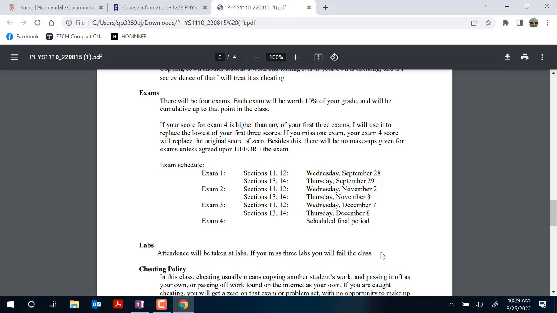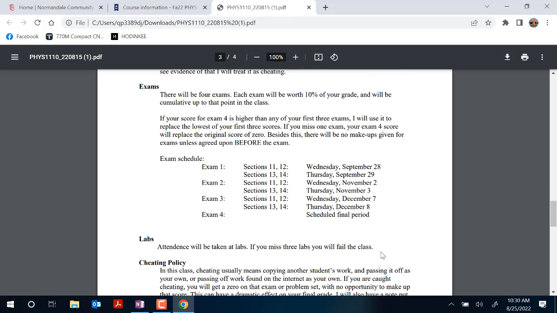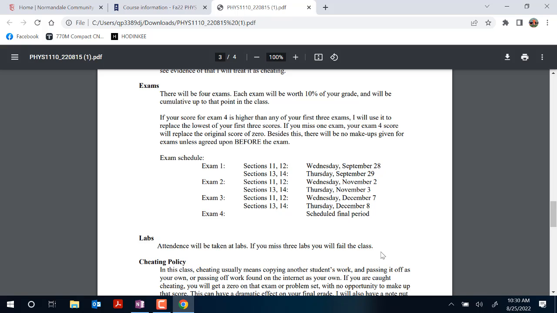So yeah, exams. There are going to be 4 of those, and you don't exactly drop one, but if you do badly on one of the first 3 and you do better on exam 4, that exam 4 grade will replace the one that you did worse on. Okay, so that's sort of the equivalent of dropping an exam, you know.